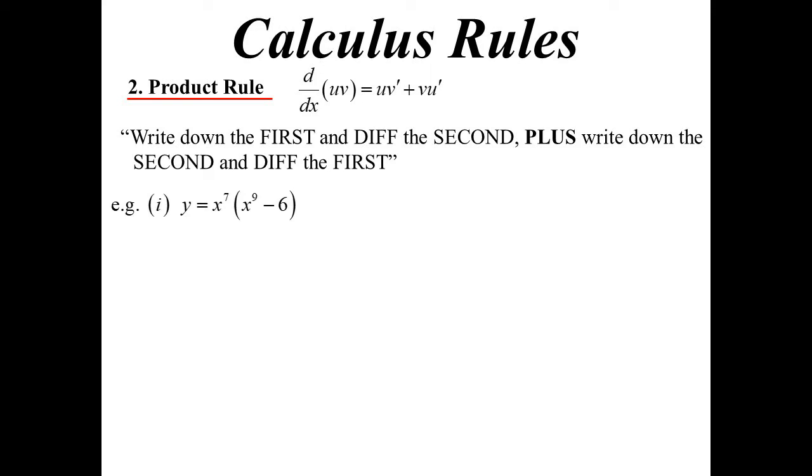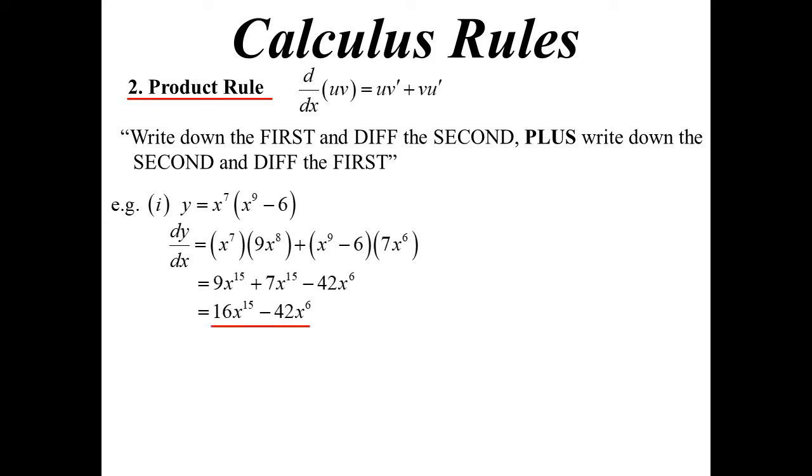So what am I saying? Write down the first. Well, the first function is x to the power of 7. Diff the second. Well, the second function's x to the power of 9 minus 6. So if I differentiate that, I get 9x to the power of 8. Plus, write down the second. Okay, x to the power of 9 minus 6. Diff the first. That's 7x to the power of 6. Let's tidy it up. And, oh, actually, we've still got some terms that will collect there. And we get our final answer.